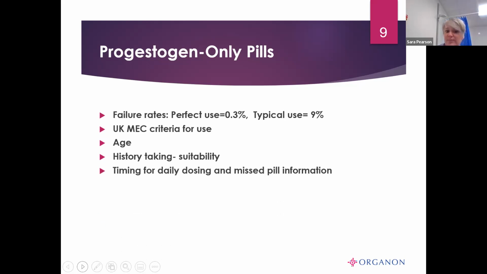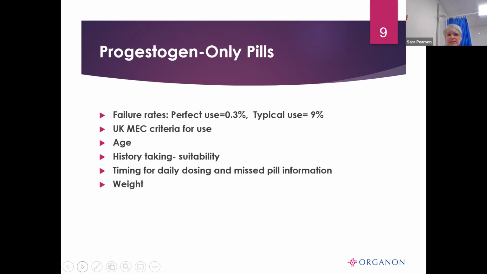Timing for daily dosing and missed pill information. So again, you've got your desogestrel pills, which are the first line now for POP. There aren't many of the traditional older style POPs available to us, but there are some. So it's just making sure you have that awareness between desogestrel, which is very effective, 97% effective at stopping ovulation, whereas our other POPs don't have that added bonus. So it's knowing that your desogestrel has a 12-hour window, where the older style POPs are still 3 hours.